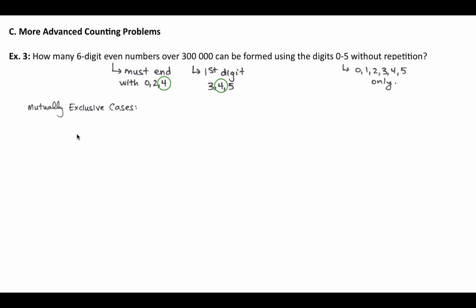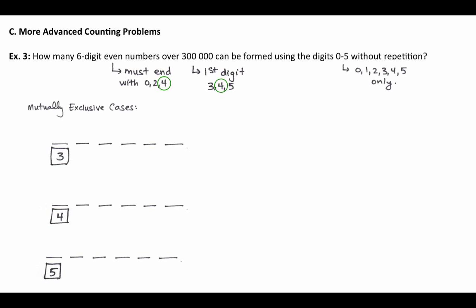So here are basically our mutually exclusive cases. Bang, bang, and bang. We're talking about 6-digit numbers. So the first digit has to be a 3, a 4, or a 5. So let's lock those into place. Okay, so this is a 3, this is a 4, and this is a 5. Now they're in boxes and they're below the spots because this doesn't represent the number of options we have. This represents a digit locked into place. So here, this is a 3.